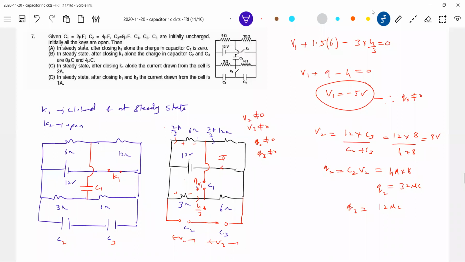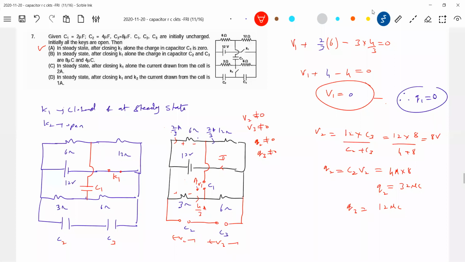V1 will be 6 into 2 by 3 minus 3 into 4 by 3. So this will be 4 minus 4. Okay, this will be 0. Okay, this option I'll pick up. In steady state, after closing K1 alone, the charge in capacitor C1 is 0. Okay, this option is there.